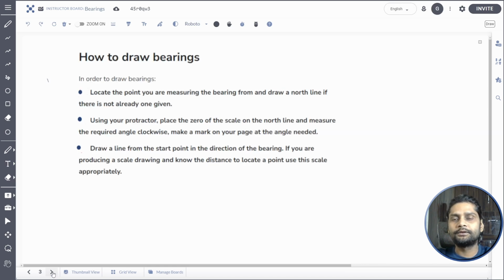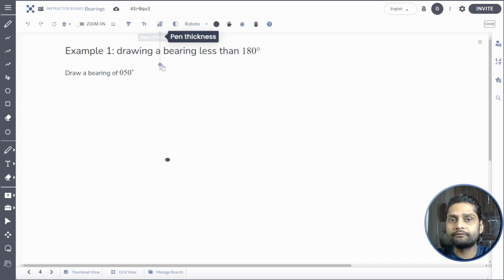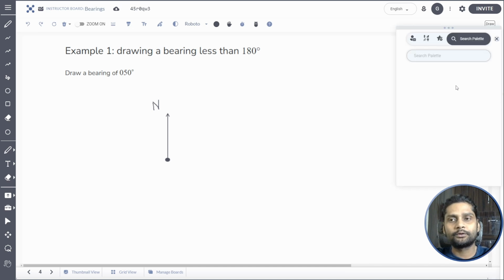We are asked to draw a bearing of 50 degrees. The first thing we need to do is consider a reference point. Right now the question hasn't specifically asked anything, so let us consider this is my reference point, and as you know, we have to draw a north line right on the reference point. Like this, I can draw an imaginary line which is facing upwards, and we can consider that to be the north line. This north line will be considered as the initial ray of the angle that I'll be drawing in the clockwise direction.